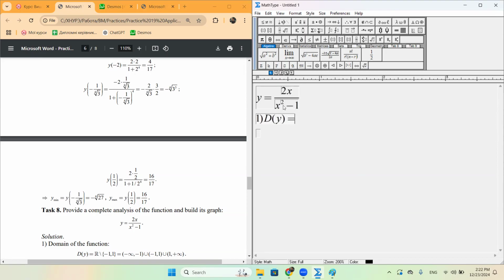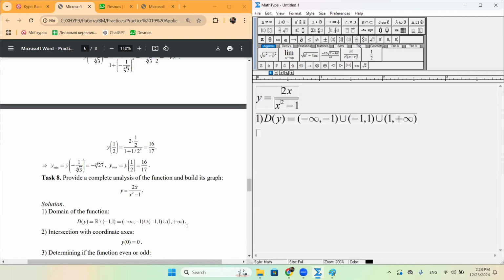From the function, we can see that it is continuous on its domain except points -1 and 1. So the domain is the following: from -infinity to -1, united with from -1 to 1, and from 1 to +infinity. So this is the domain of the function, so where it is actually defined.